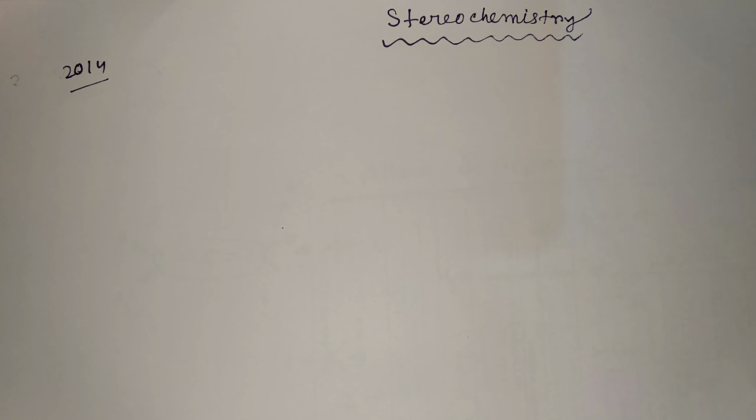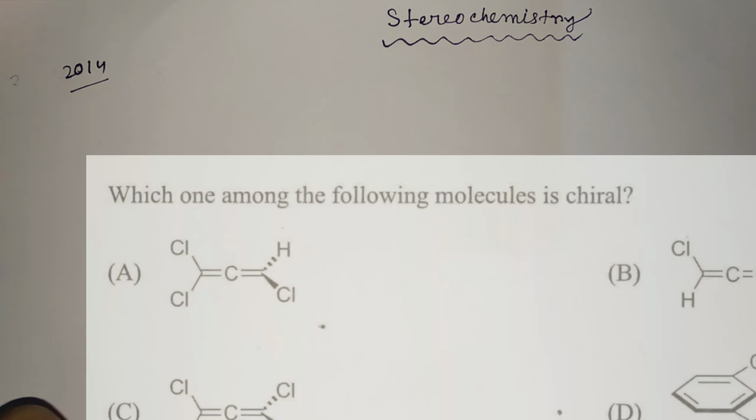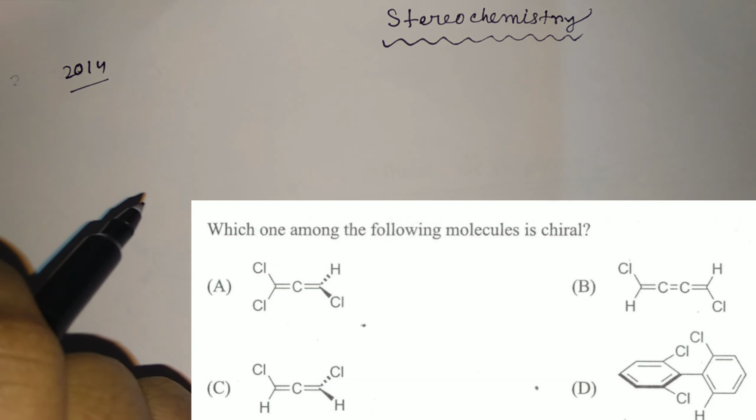In this video, I am going to talk about the last 5 years question papers of IIT JAM chemistry examination of the chapter Stereochemistry, right? So, the first question from JAM 2014 was, which one is chiral? You can see the question on your screen.